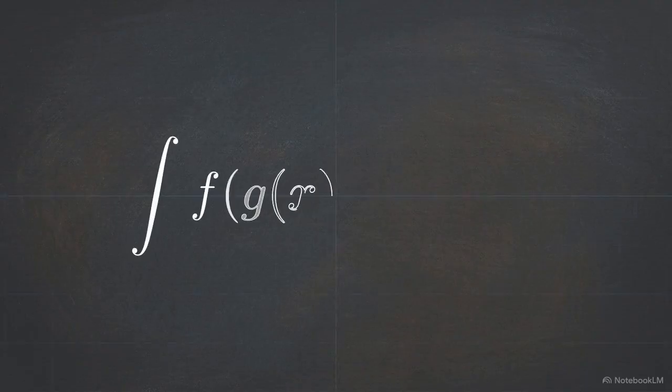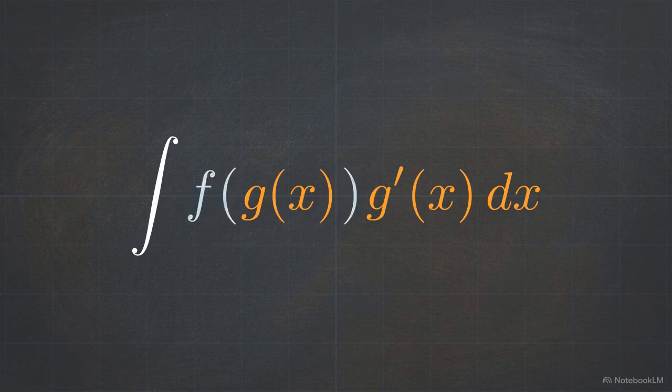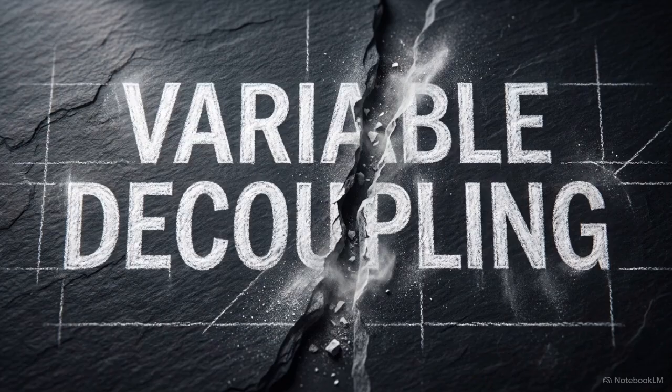This is the mathematical abstraction of the problem. It is an integral pattern where a nested function is paired with its own derivative. The f and g components represent interlocked physical systems that must be mathematically decoupled. To separate these parts, mathematicians use a method called integration by substitution.